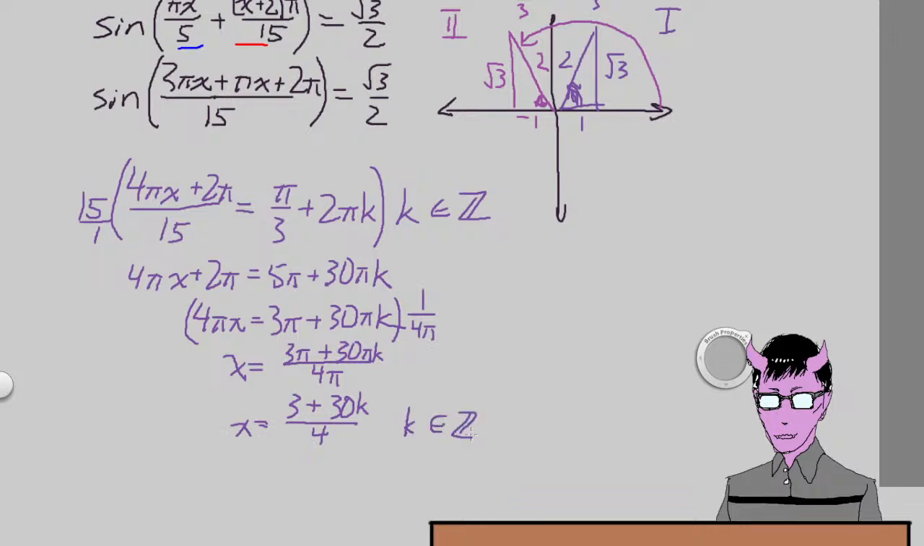Again, k is an element of integers or something like that. So this is going to be the answer for the first scenario. And then we move on to the second scenario.